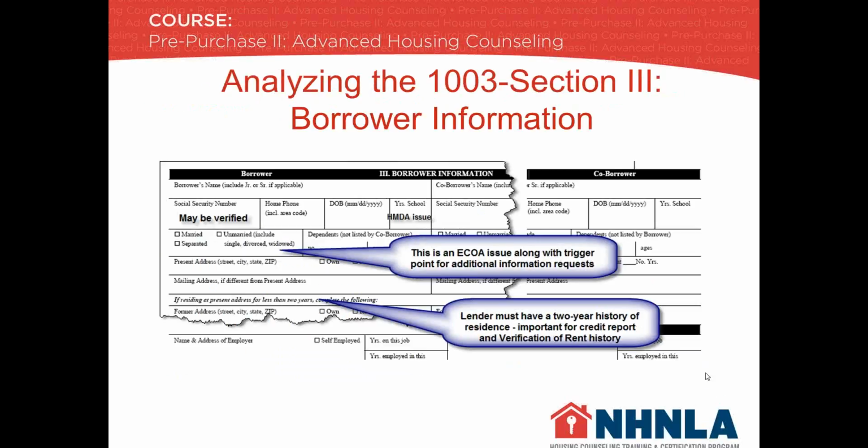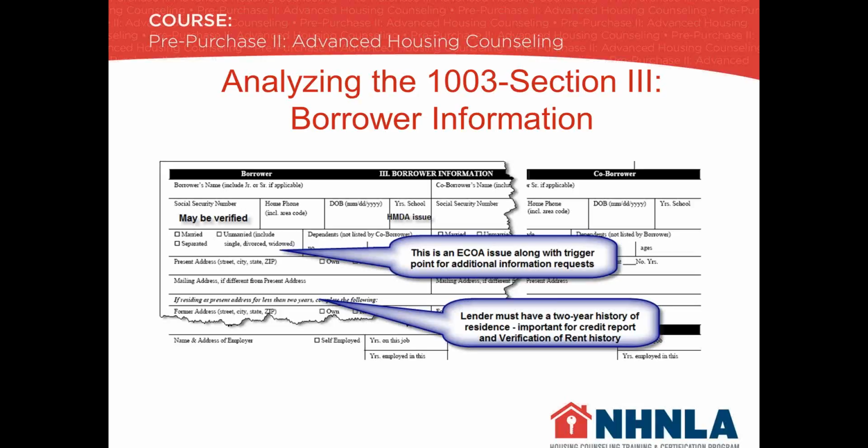Now, if we move on to Section 3, this is going to be information about the borrower. So there's a lot of information that's going to be collected here as far as borrower information. I do want to draw your attention to a couple things, okay? And that would be, besides all the basic borrower information, name, social, that type thing, there is a section where you can indicate your marital status.